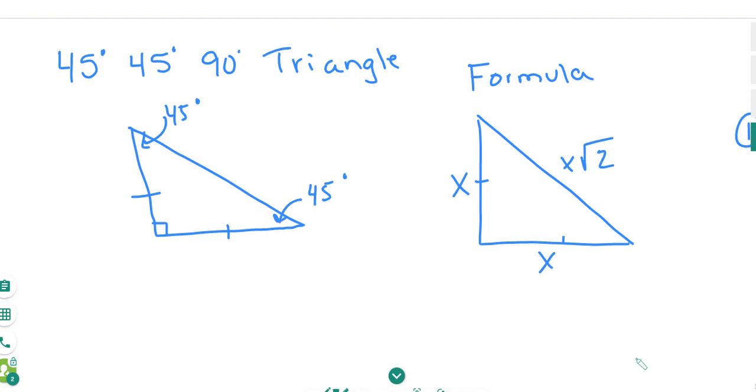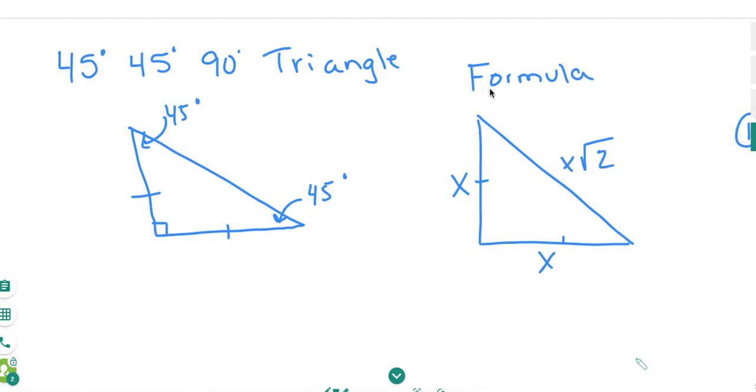We're going to work with a special triangle, a 45-45-90 degree triangle. In a 45-45-90 degree triangle, we have two congruent sides because they are opposite two congruent angles. So we have an isosceles right triangle.